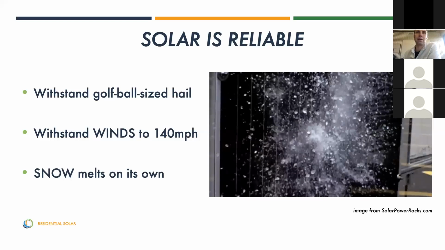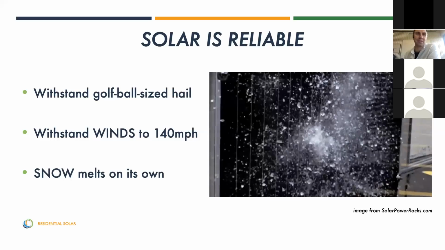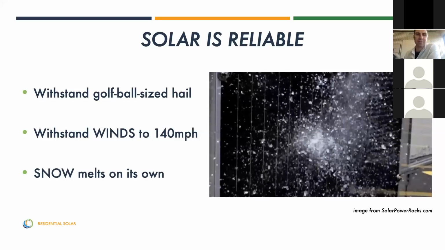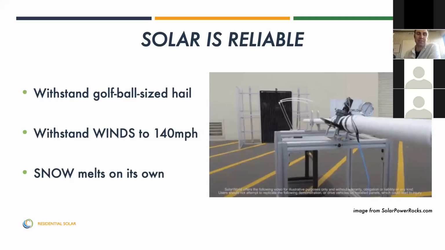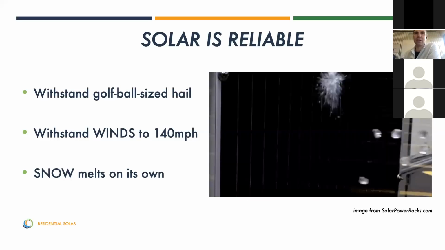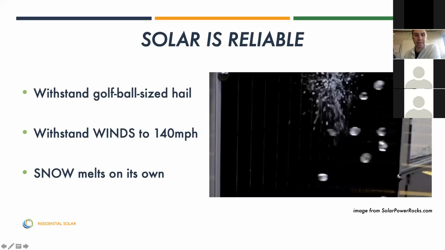In fact, we kind of discourage people from trying to remove the snow themselves. The last thing you want to do is take a roof rake or a shovel or something like that and damage your solar panels and void the warranty. So just remember that if the snow falls, the solar panels are going to eventually take care of themselves.